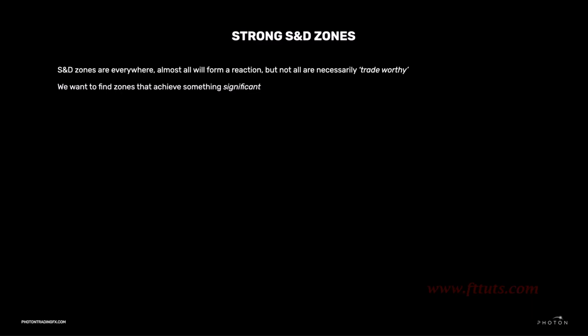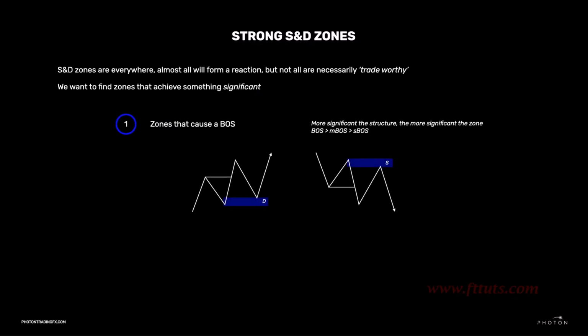So again, what can we do to try and validate which zones are going to be the strongest, which zones are going to be the most significant, and therefore have that highest probability of causing a strong move? Well, the main idea is to find a zone that achieved something significant in the market. So there are two main things that we look for that we deem as significant in order to validate a strong zone. The first of those is that we want to find zones that caused a break of structure.